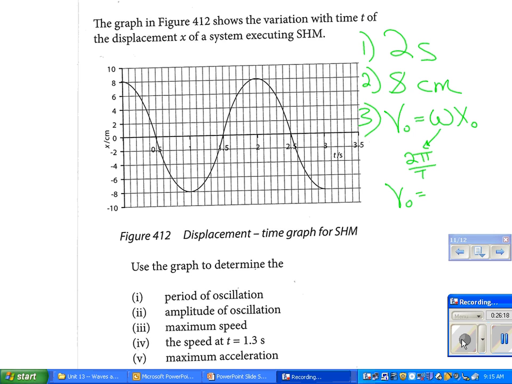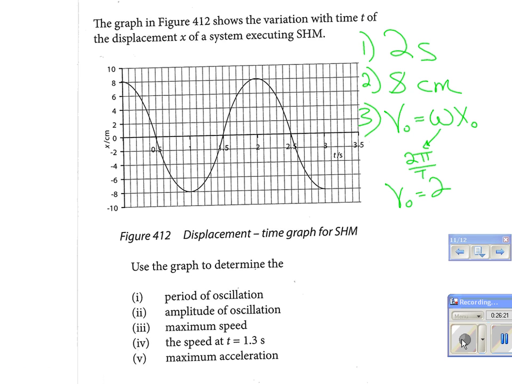Yeah. 25 what? Centimeters per second. Because if you used 8, it would have been centimeters. You could convert it into meters. That'd be fine. But you'd use 0.08 instead.